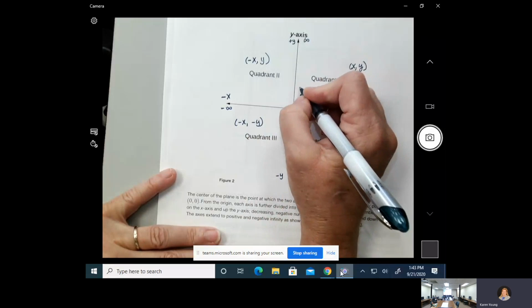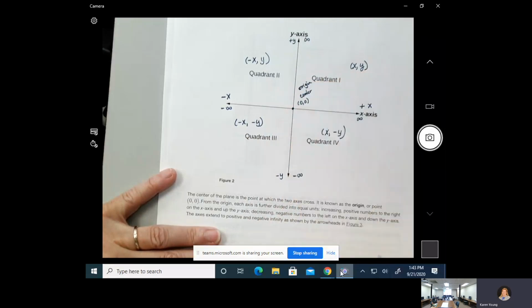The center is also called the origin. I always call it the center.